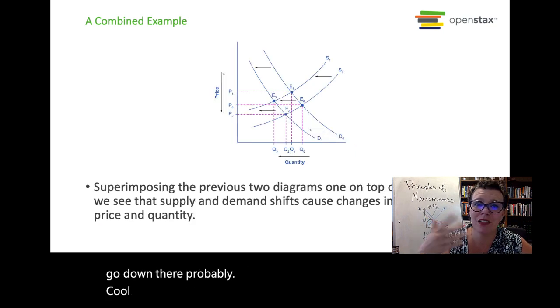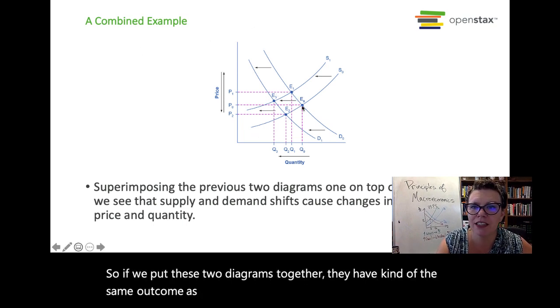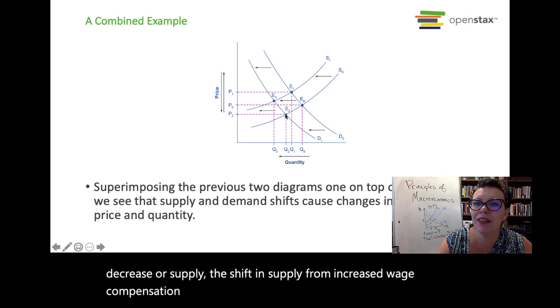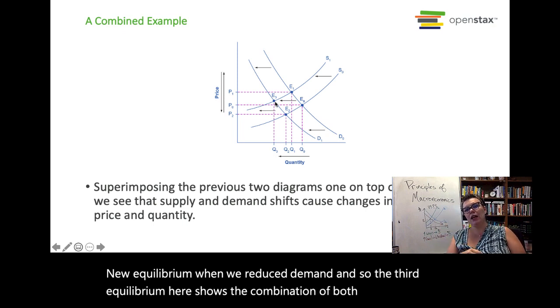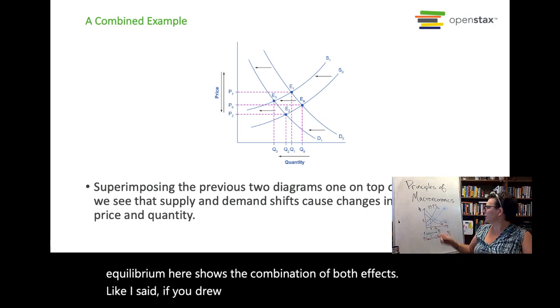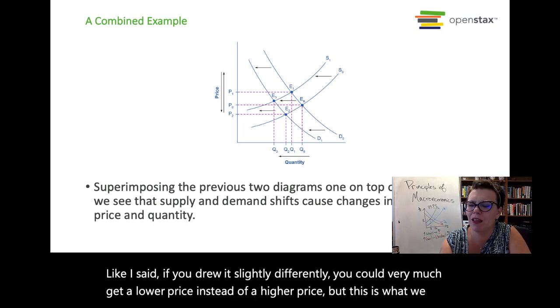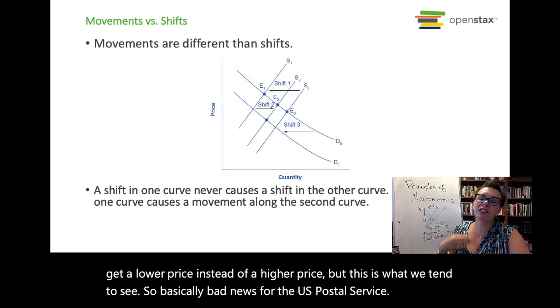Cool? So if we put these two diagrams together, they have kind of the same outcome as me. Here's the initial condition. Here's the shift in supply from increased wage compensation. And then we get a new equilibrium when we reduce demand. And so the third equilibrium here shows the combination of both effects. Like I said, if you drew it slightly differently, you could very much get a lower price instead of a higher price, but this is what we tend to see. So basically bad news for the U.S. Postal Service.